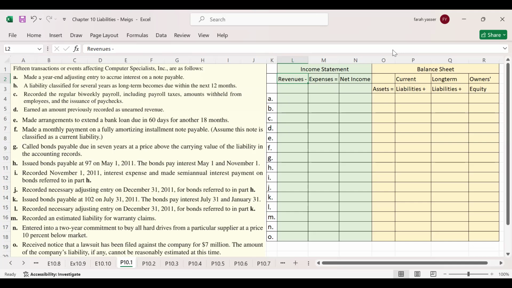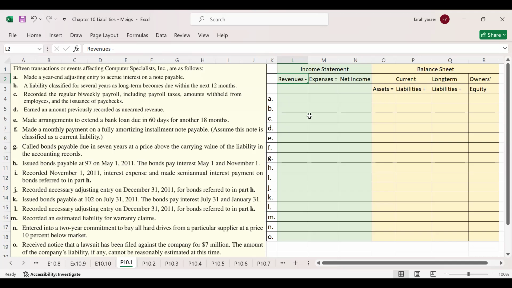So here it is the problem. I have taken this problem from Financial and Managerial Accounting book written by Williams Haka Bettner. Chapter is 10 and the problem number is 10.1a. In this problem, there are 15 transactions. All transactions are related with the recording of liabilities, and what is required basically is the impact of these transactions on income statement and balance sheet.